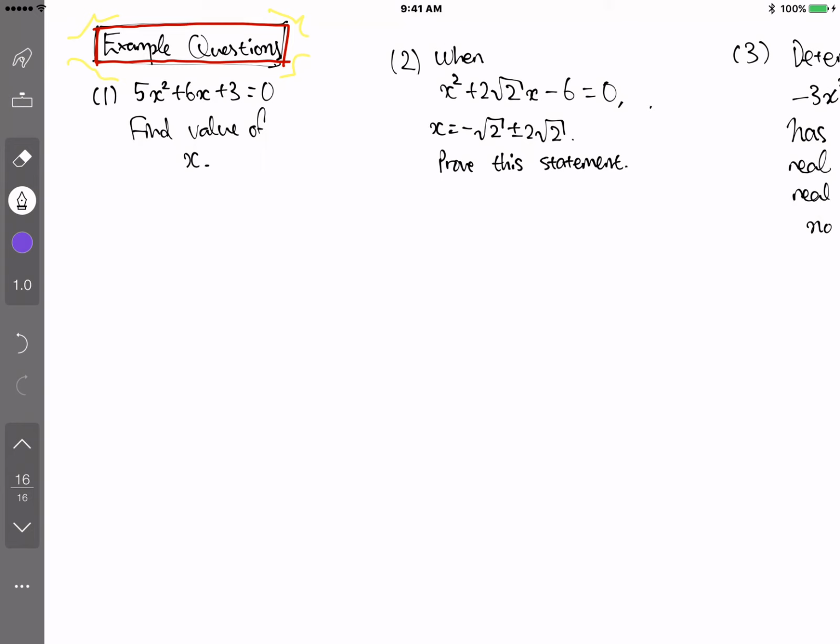So whatever. It says to find the value of x for this one. For this one, a is 5, b is 6, and c is 3, because of this term.